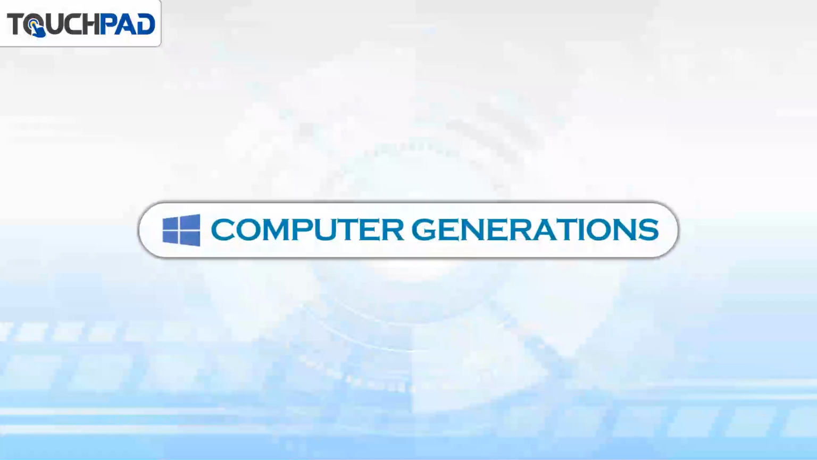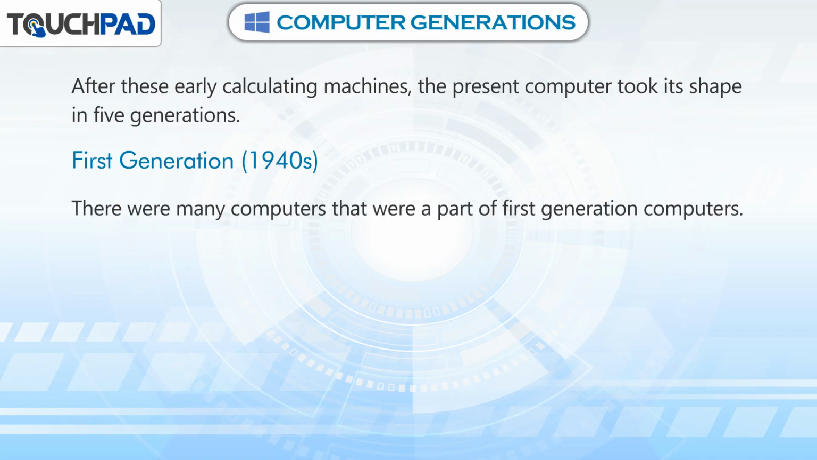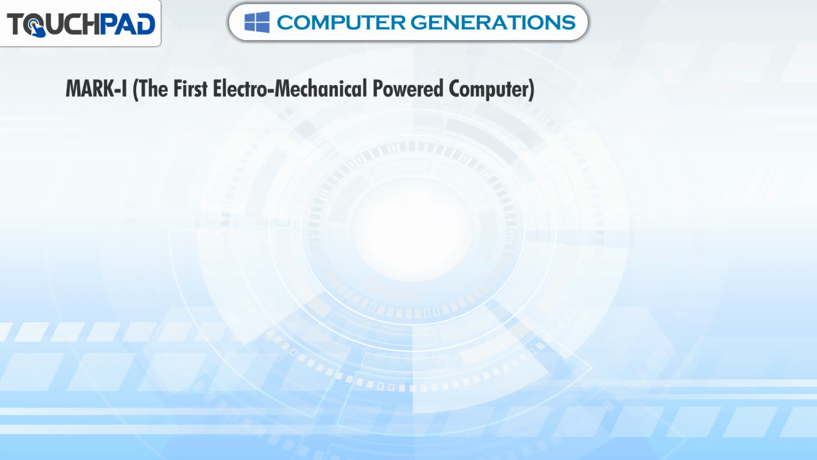Computer generations. After these early calculating machines, the present computer took its shape in 5 generations. First generation, 1940s. There were many computers that were a part of first generation computers. Mark I, the first electromechanical powered computer.